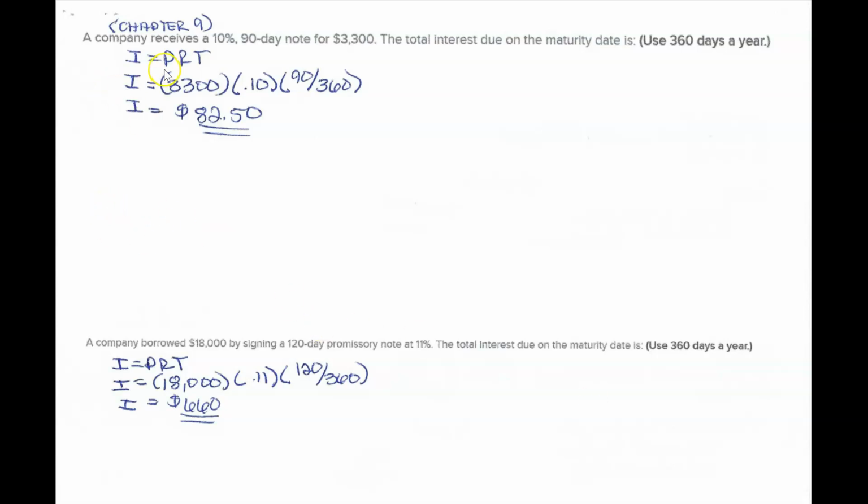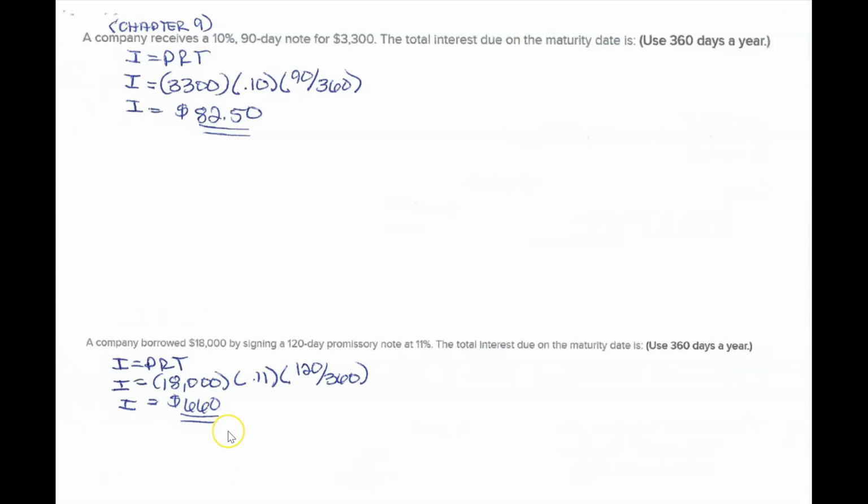Okay, I use the formula I equals PRT. Interest equals principal times rate times time. Principal is the amount of the note, which is $3,300, times the rate of 10%, times the time, 90 days over 360. When you multiply those, you get interest is $82.50.